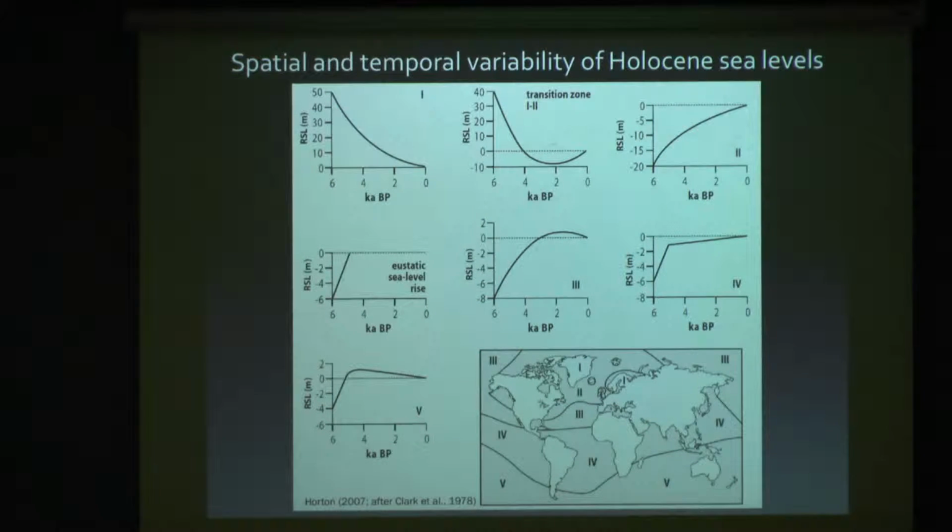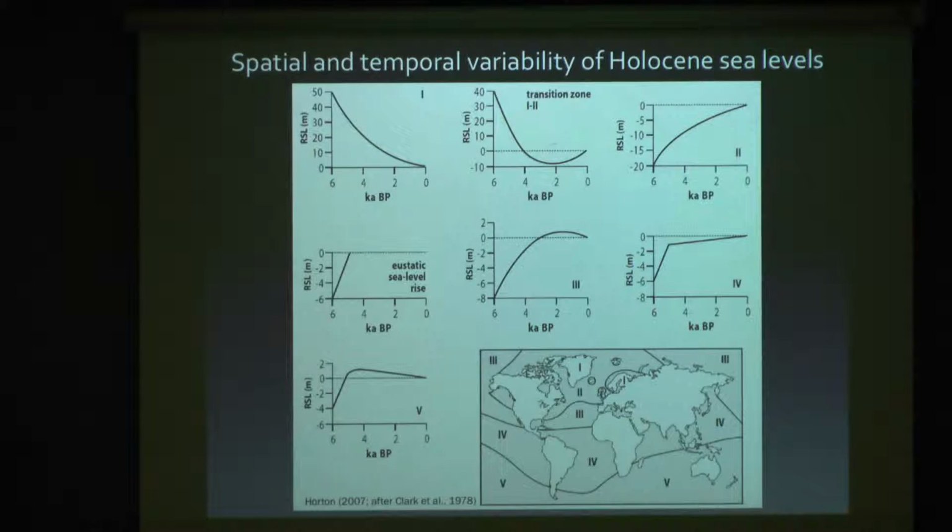So this is a figure from a geophysical modeling study of the glacial isostatic adjustment process, from a seminal study by Clark and colleagues in 1978. And this figure shows two important things. First, it demonstrates the spatial variability that you get across the globe in sea level over the Holocene. And it also demonstrates why you need geophysical models to tease out a eustatic, or global mean sea level, signal from these very spatially variable sea level trends.